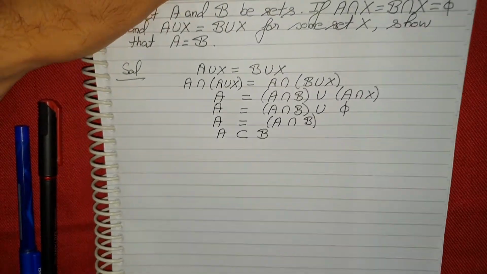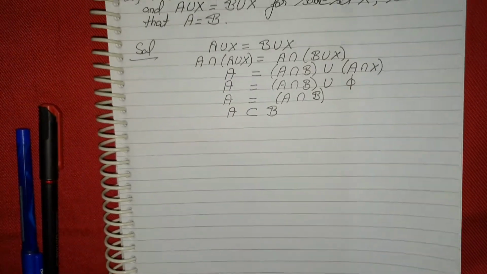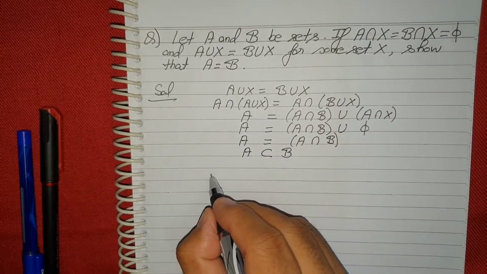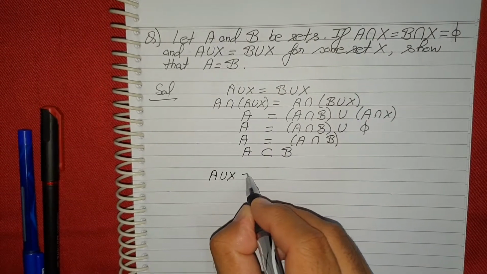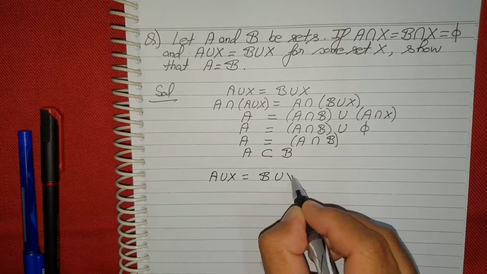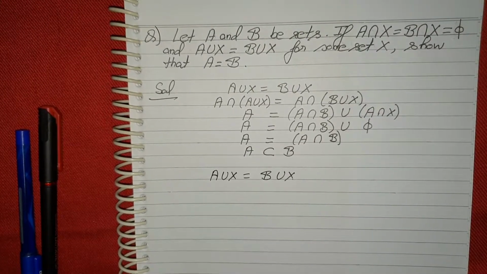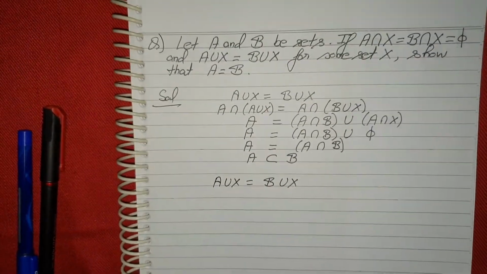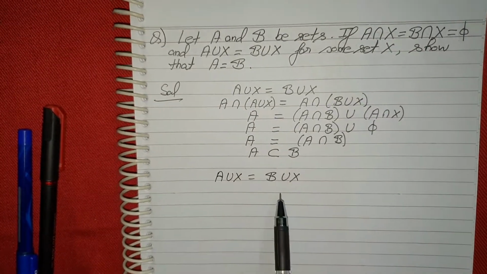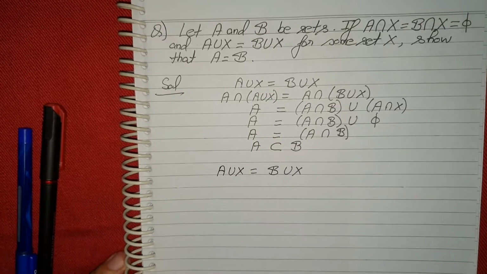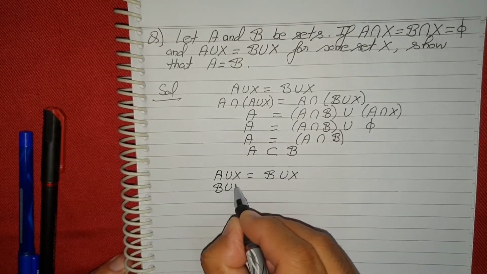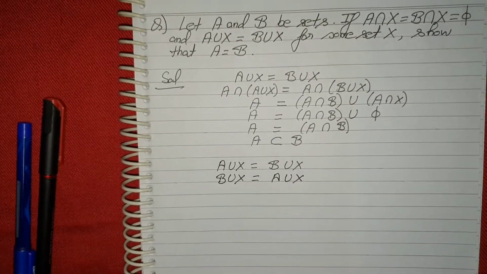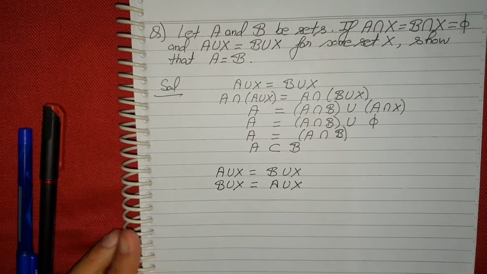Now again, starting with the same thing, taking A union X equals B union X. Now see, this is an important step, because as A union X equals B union X, we can interchange this. We can write this as B union X equals A union X. This will not make any change.